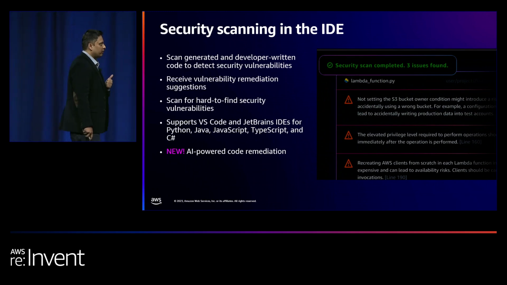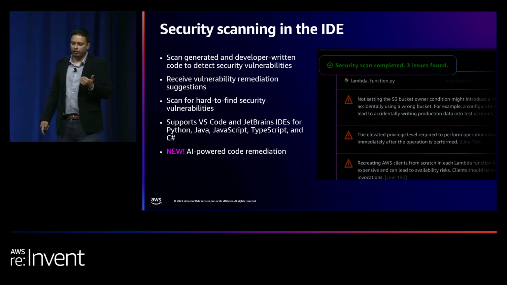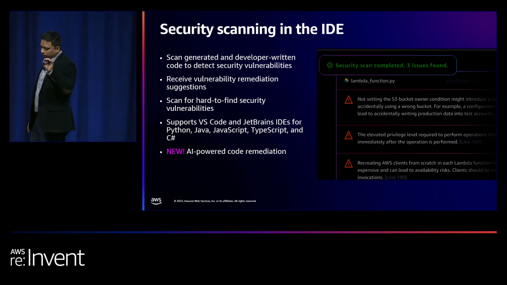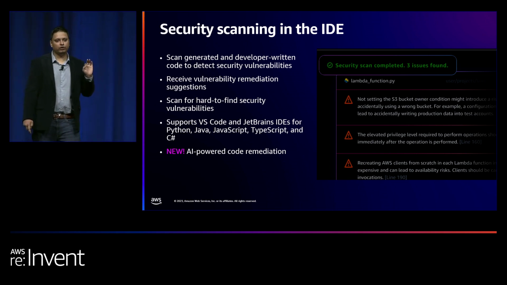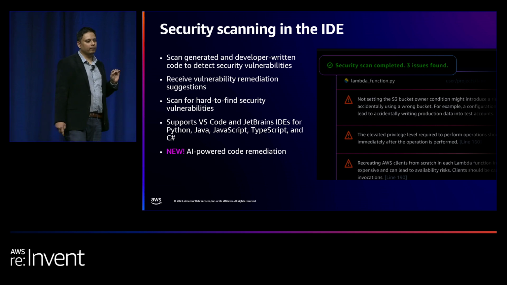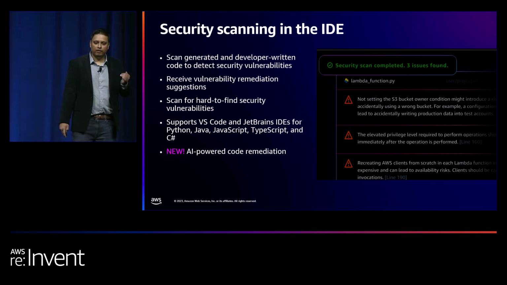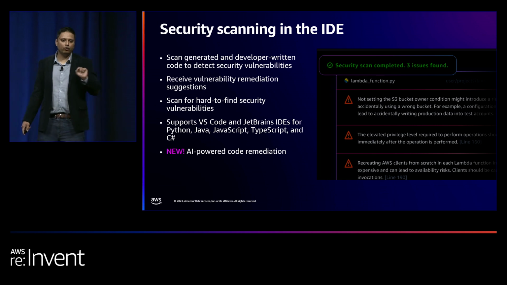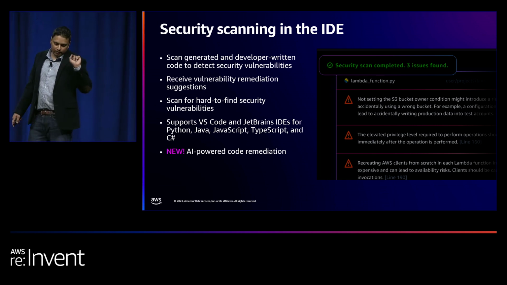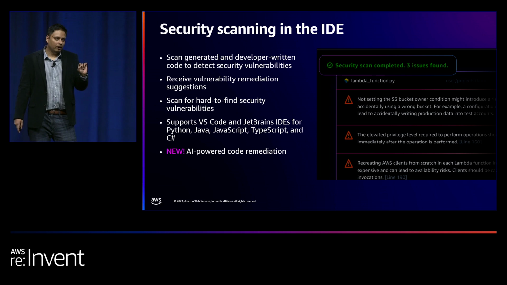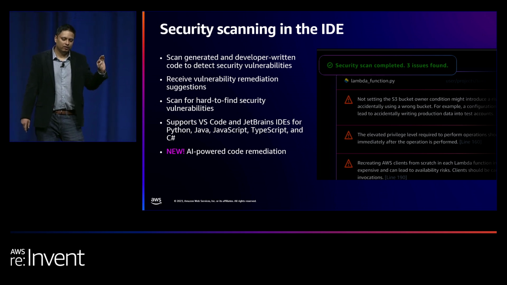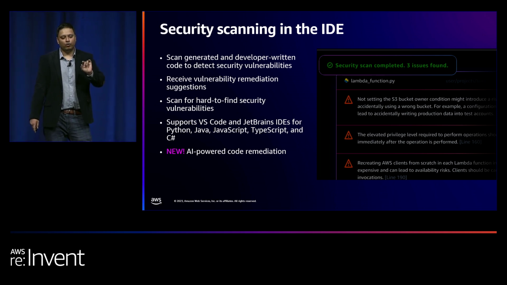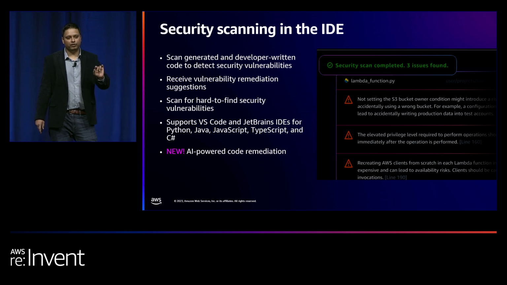The second feature we talked about is security scanning in the IDE. So with a click of a button, you can actually scan for security issues on the project level. Within less than a minute, we will surface the security vulnerabilities right in the IDE. You can click on the vulnerability, and you can go fix it. And we launched this actually on Sunday. We now have new AI-powered code remediation.